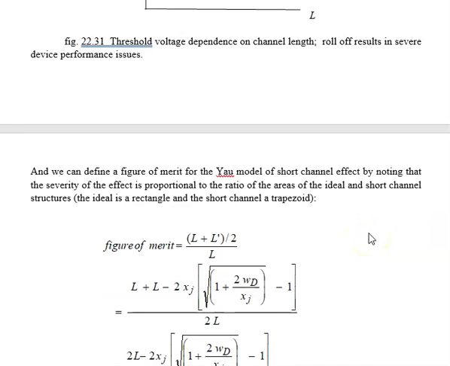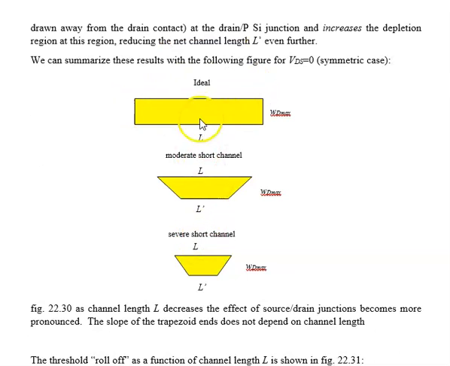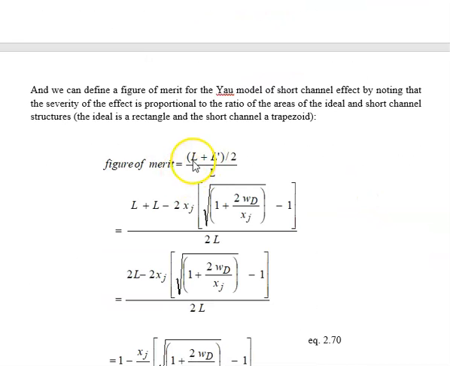And finally, I can define a figure of merit. The figure of merit would be basically the area of the ideal versus the area of the trapezoid, the non-ideal. And I can basically just take out the WD max because it appears to be the same value no matter how severe or moderate or ideal the effect is. So it's just basically the trapezoidal area, which is L plus L prime, divided by L. The area of a trapezoid is the average of the two sides, the top and bottom side, divided by 2.